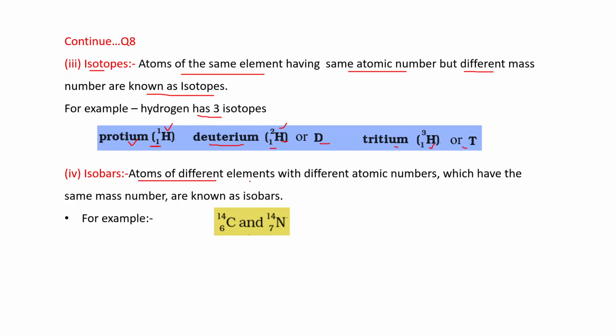Isobars. Atoms of different elements with different atomic numbers which have the same mass number are known as isobars. For example, this is carbon 14 and nitrogen 14. The atomic number of carbon is 6 while the atomic number of nitrogen is 7. Atomic numbers are different but mass numbers are the same.